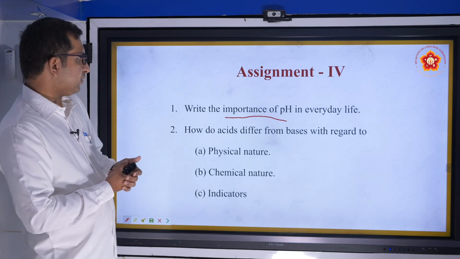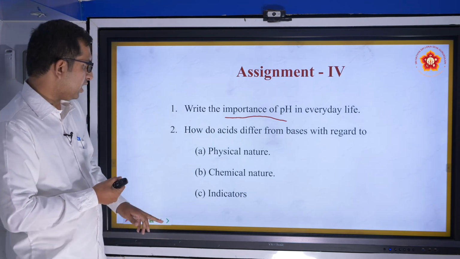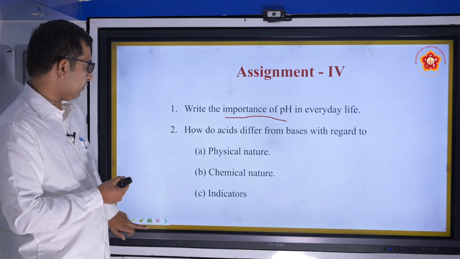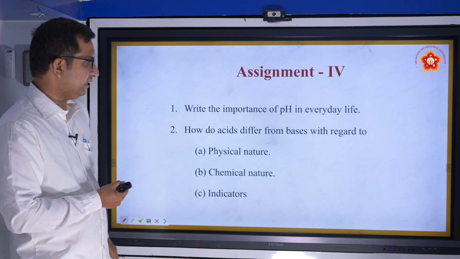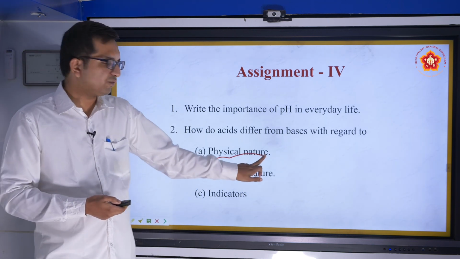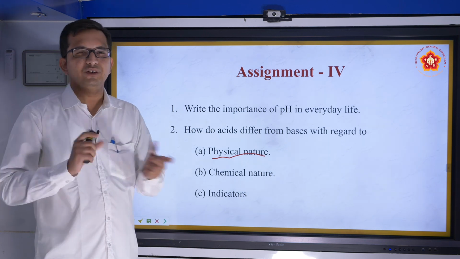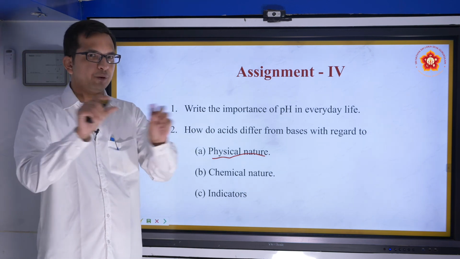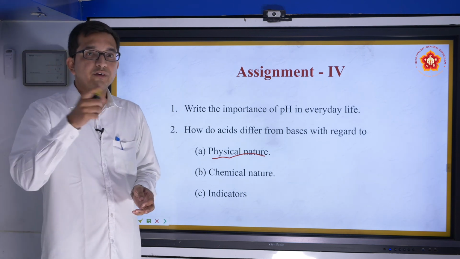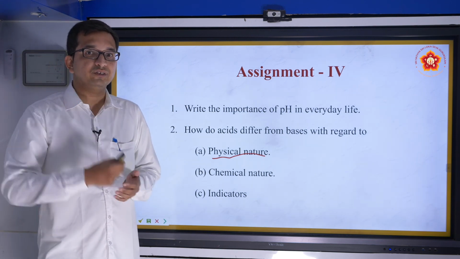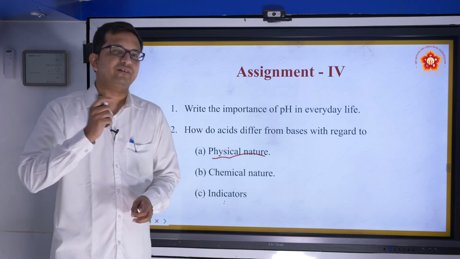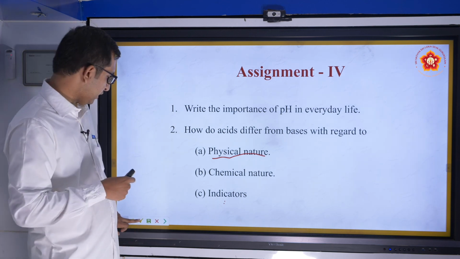How do acids differ from bases with regard to chemical nature, then physical nature as well as indicators. So these are certain things. So physical nature, physically how they are, you heard some words, bitter, sour and all, properly put it up, which is for acid, which is for base. Chemical nature, you have seen various reactions, so there have been changes in the reactions. And then indicators, color, red, blue. So that is what you can tell there.